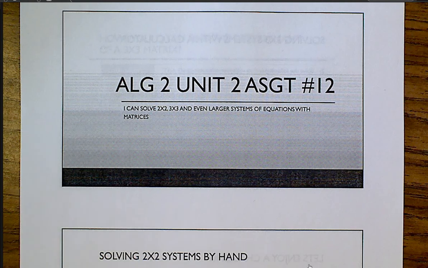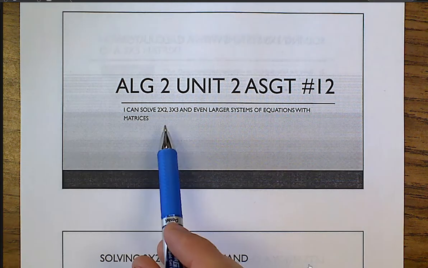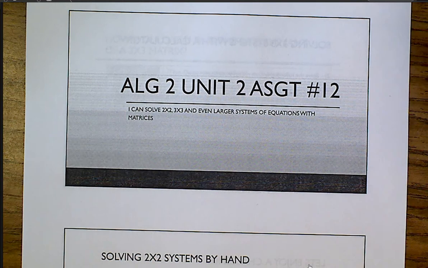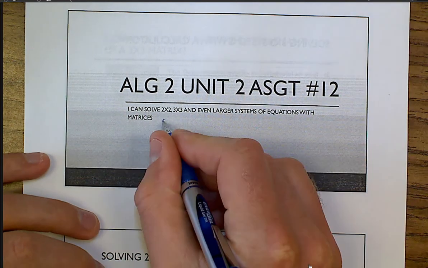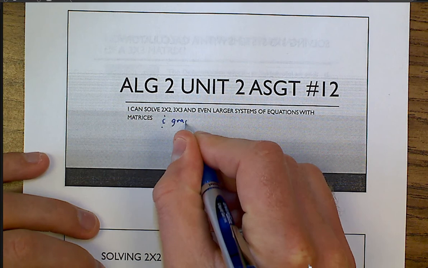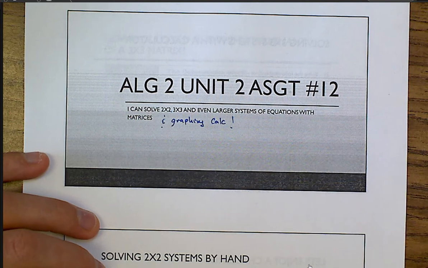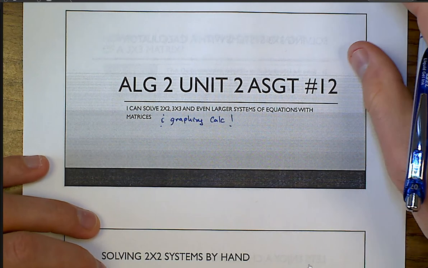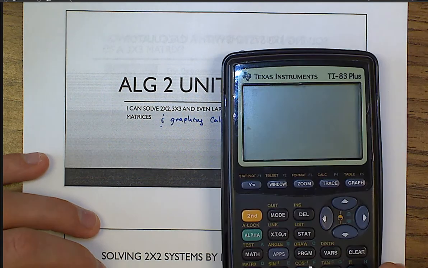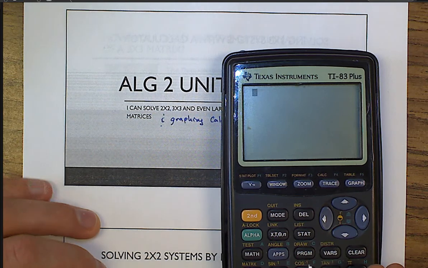We are back at it, lesson 12, the very last lesson in Unit 2. And today I'm going to ask you to solve a 2x2 and a 3x3 and possibly even some larger systems of equations with matrices and the graphing calculator, which is going to make your life a lot easier. If you haven't grabbed your graphing calculator, you may want to hit pause and grab yours so that you can get ready to use it.